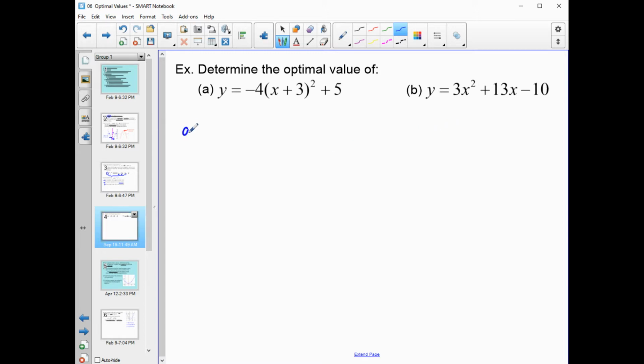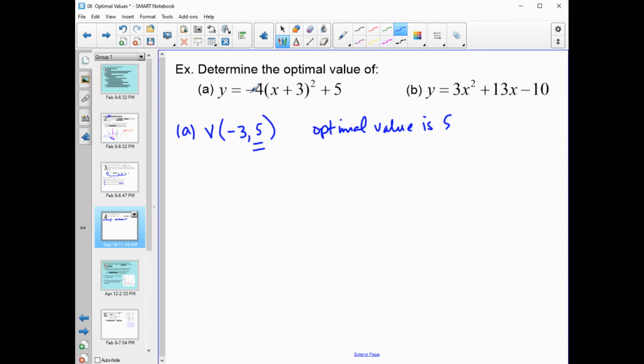So for part A, we can actually do this by what's known as inspection. All of the algebra is done for us. So all we actually have to do is to read directly from this that the vertex is located at coordinates -3, 5. And so the optimal value is 5. So the optimal value is the number associated with the y coordinate.